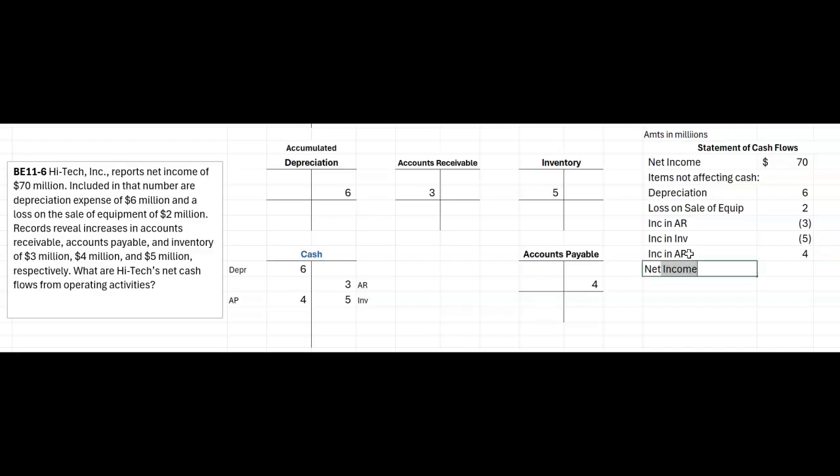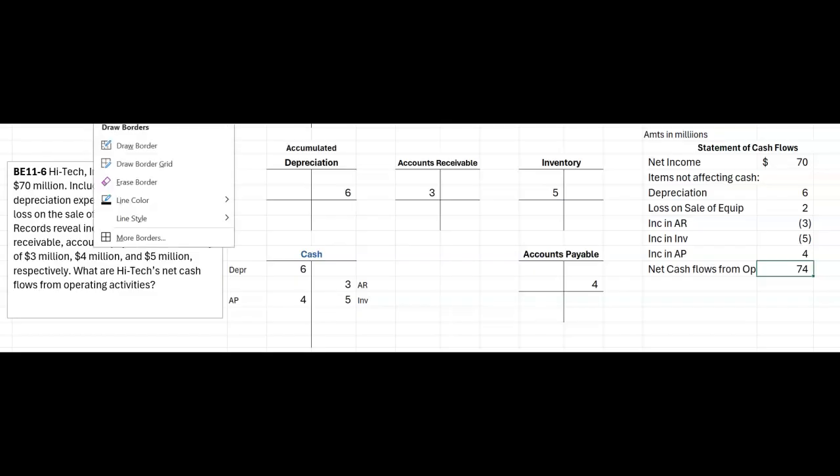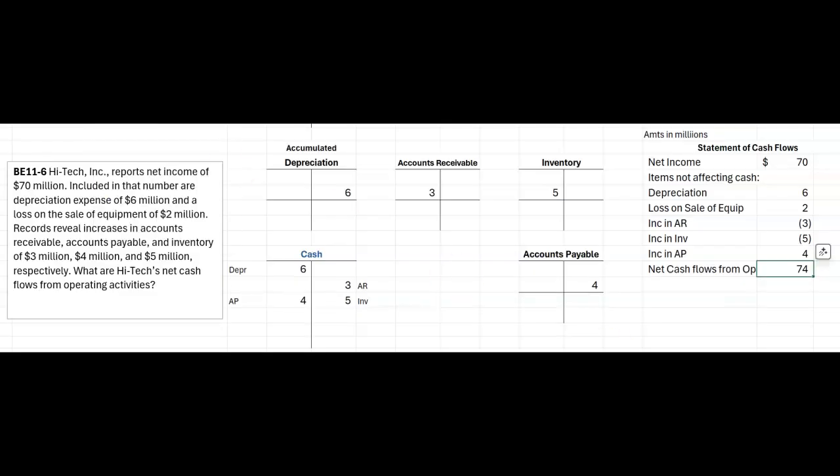Okay, so net cash flows. Can't type today. Our net cash flow from operating activities is here, and that's 74,000. That's right. We can put a nice underline here, so a top and a double bottom. That should have a dollar sign also because it's the end of the schedule. Now it's perfect.